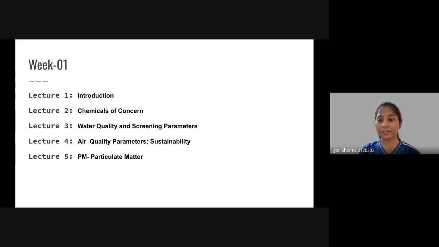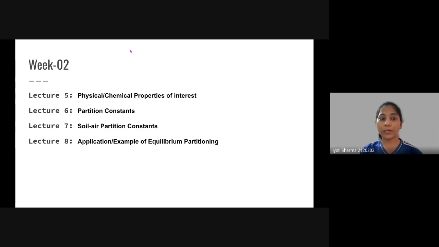Along with some parameters, we also learned about the water quality and the air quality parameters. For example, we learned about BOD, we learned about COD, and in air quality parameters we have carbon monoxide, sulfur dioxide and nitrogen dioxide. So we talked about some parameters by which we can assess whether our water or air is pure or in the native form or not, or it is altered or contaminated. So this we learned in week 1.